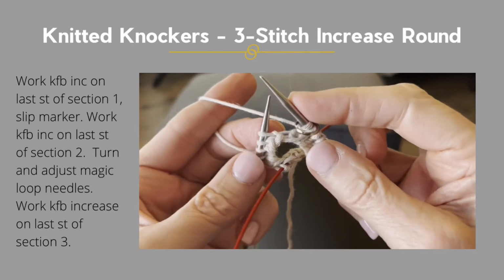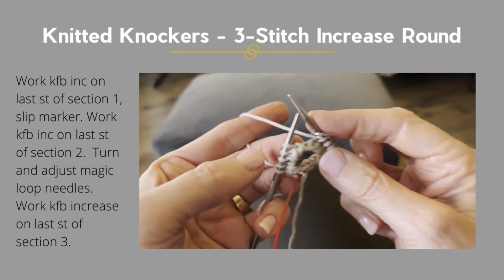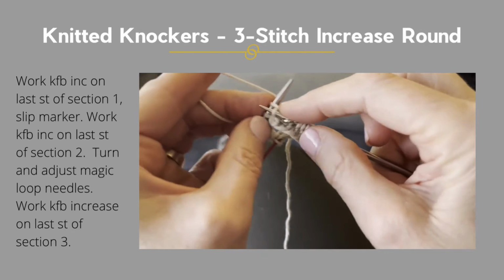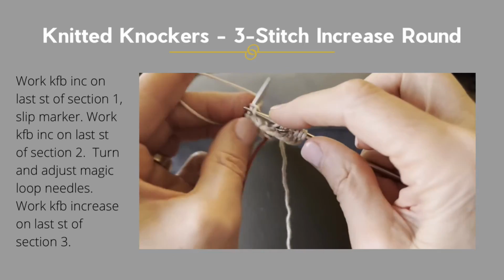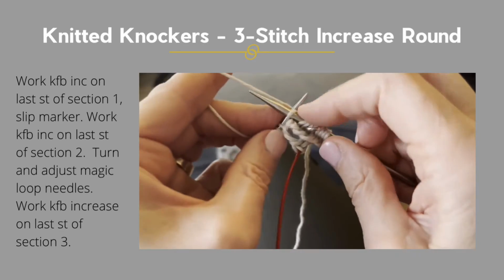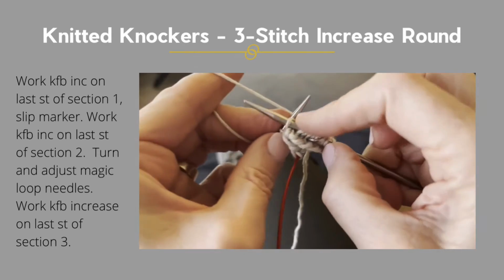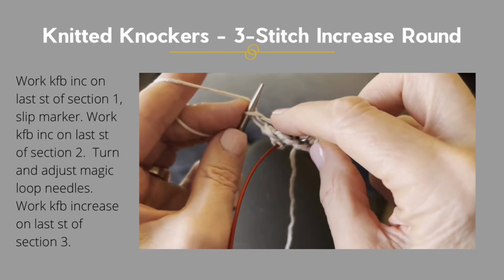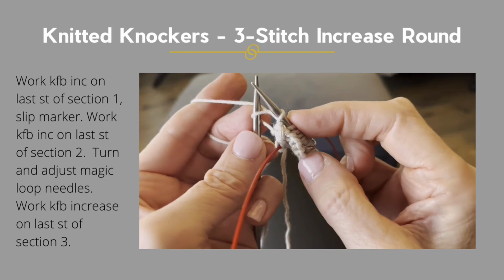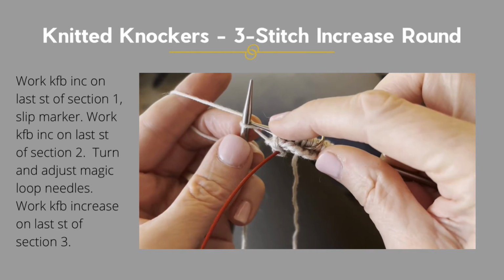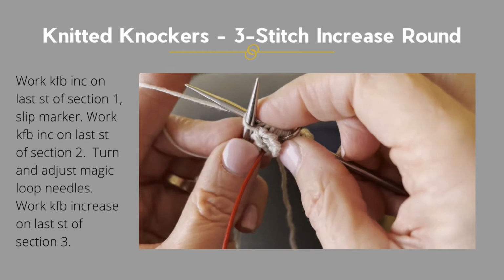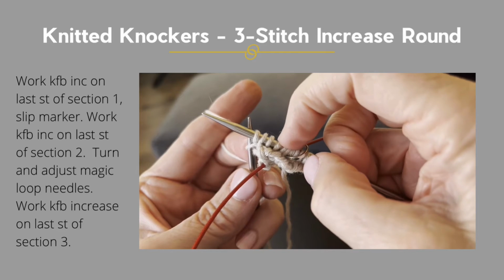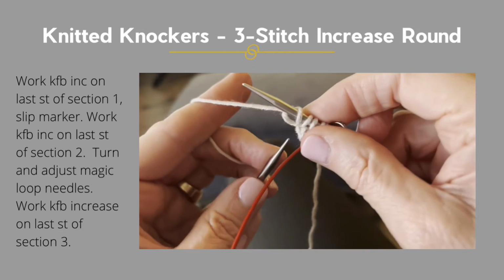I slip the marker, and now we have to make an increase at the end of section 2. This is section 2. I knit to the end of section 2 till I have 1 stitch left, which is right here. And again, I do a knit front back. So I stick my needle in, I knit one stitch, but I don't slide it off. Stick it right into the back of the same stitch, knit it again. Now I have added a stitch. I now have 6 stitches in section 2.